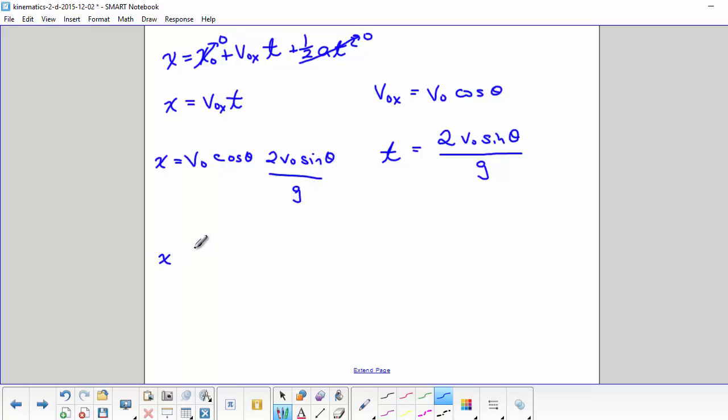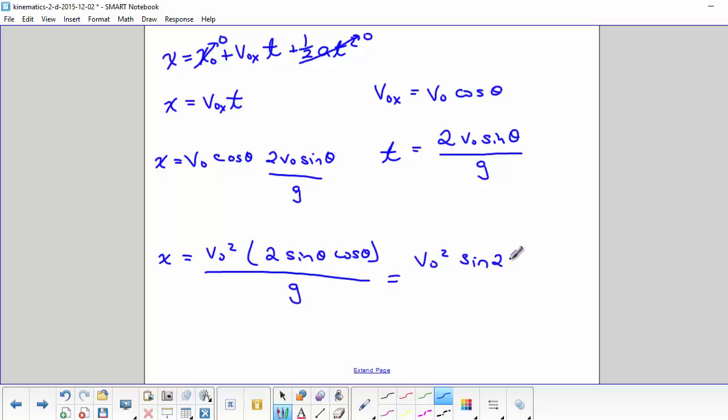So let's simplify that a bit, and we'll make that v naught squared times 2 sine theta cosine theta all over g. Now this, sine theta cosine theta, is equal to sine of 2 theta. So our answer is v naught squared sine 2 theta over g, and that is the horizontal range.